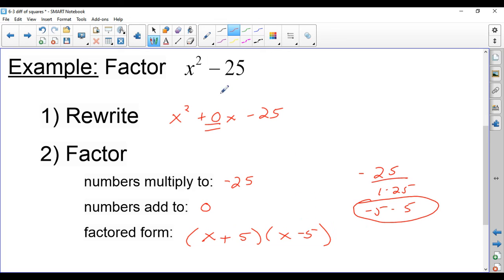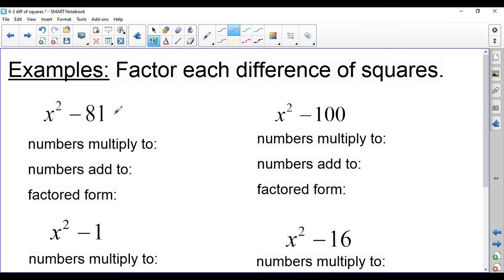And there's a pattern when factoring these difference of squares. It's always x plus a number and x minus the same number because they always add to 0. Couple more examples. X squared minus 81 is x squared plus 0x minus 81. I'm going to multiply to negative 81 and add to 0. I need numbers that multiply to 81 that are exact opposites of each other, so they add up to nothing. 81 is 9 squared. It's 9 times negative 9. X plus 9, x minus 9.